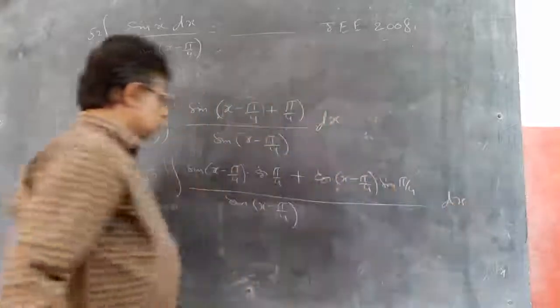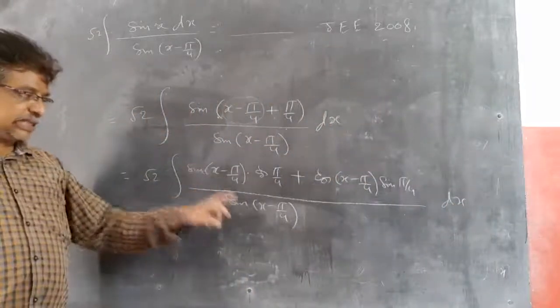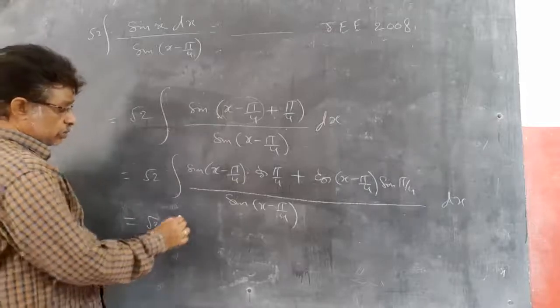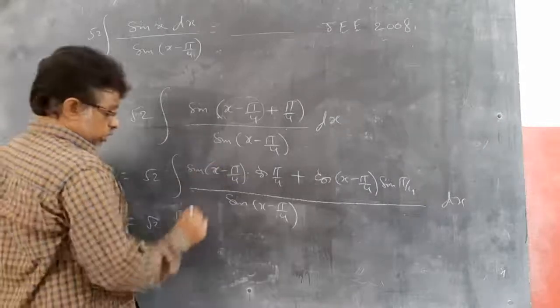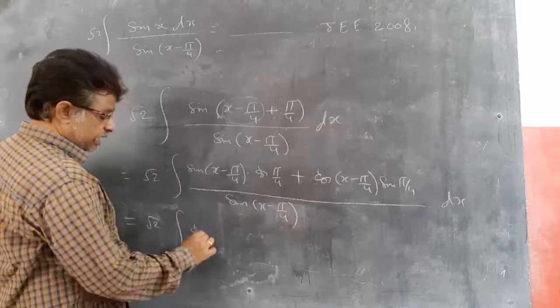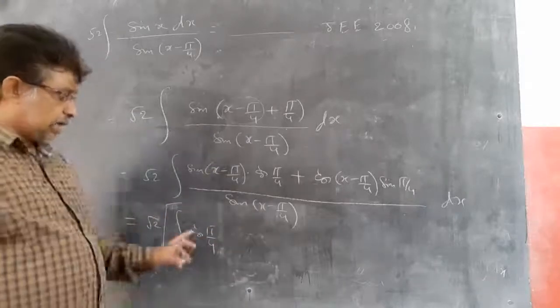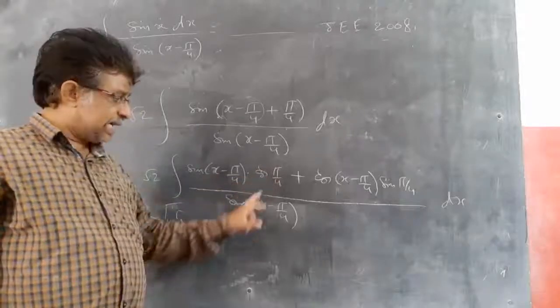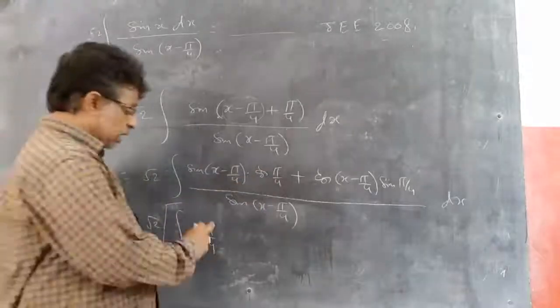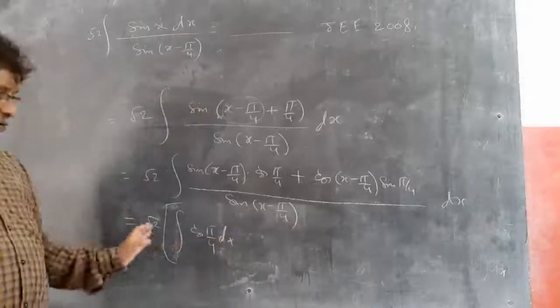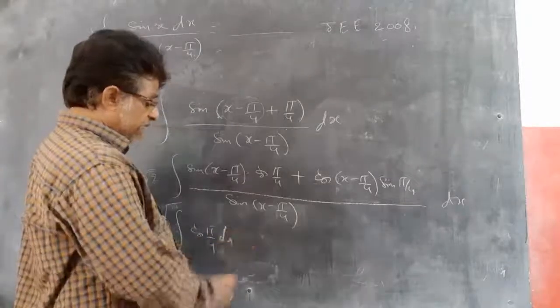Now split it into two parts. Here sin gets cancelled. Left out is cos pi by 4. Root 2 into integral of, sin cancels, left out is cos pi by 4 dx. Cos pi by 4 is a constant, 1 by root 2 you can write outside. And integral of 1 dx is x.